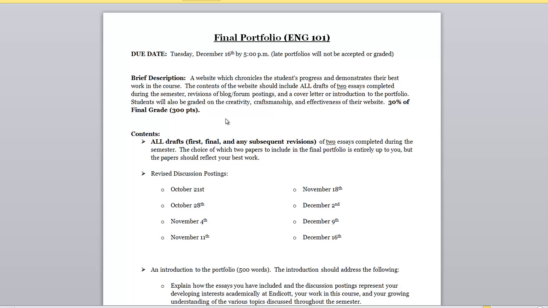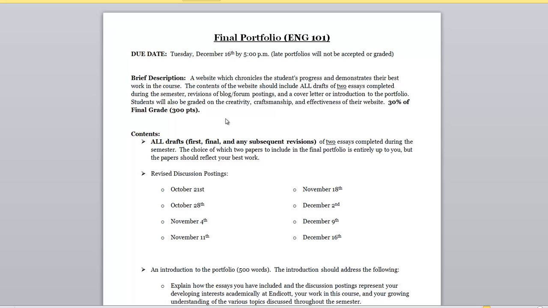So I'll go through each of these. All drafts. So first, final, and any subsequent revisions. So for all the major papers, you had at least a first draft and a final draft. And many of you have already chosen to provide me with subsequent revisions. So you could be putting something towards a higher final grade. And that opportunity is still out there.